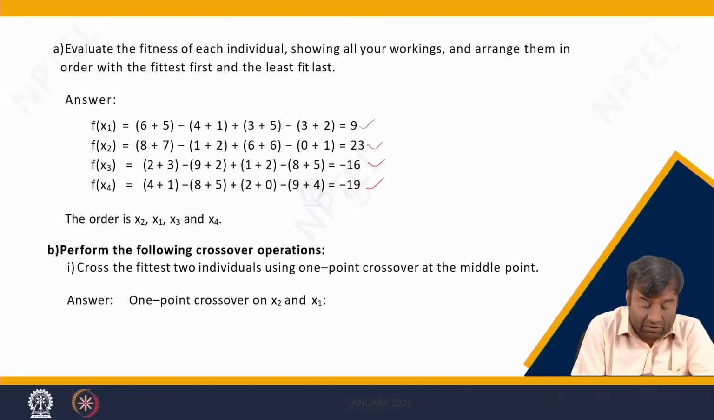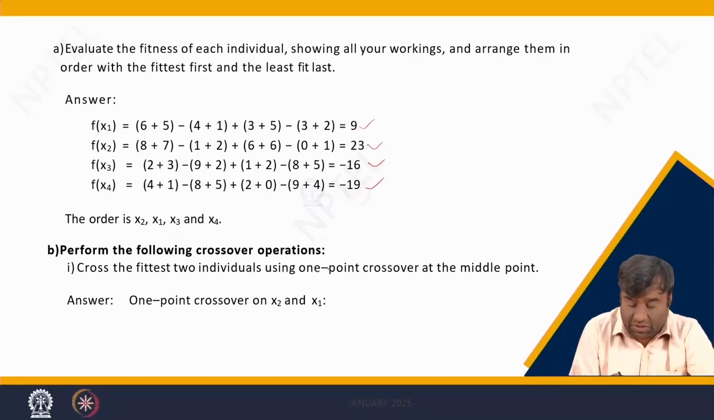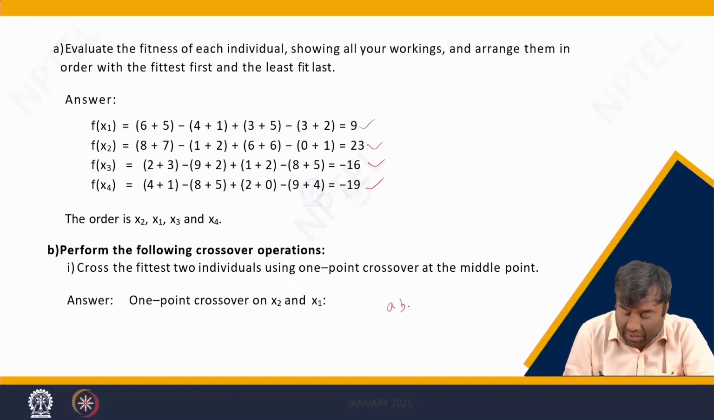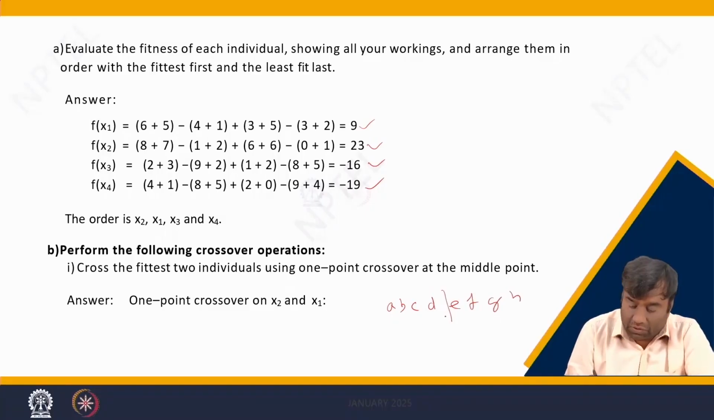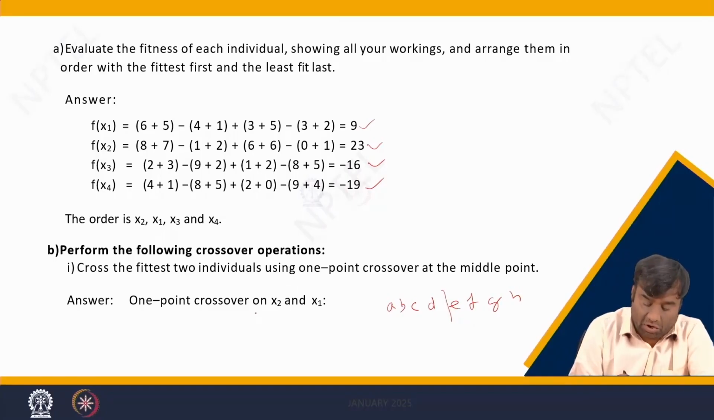So the second question, the question of B: perform the following crossover. Cross the fittest two individuals using 1-point crossover at the middle point. So we need to solve the 1-point crossover at the middle point. So what is the middle point? Check it. That is A, B, C, D, E, F, G, H. So that is the middle point. Here we need to apply the 1-point crossover at this point on the fittest two.